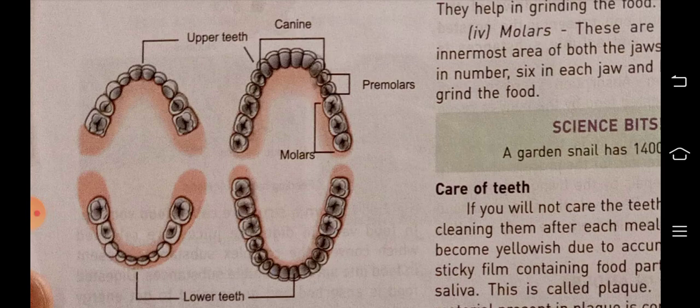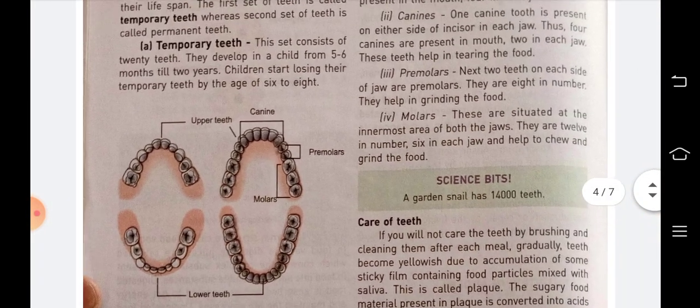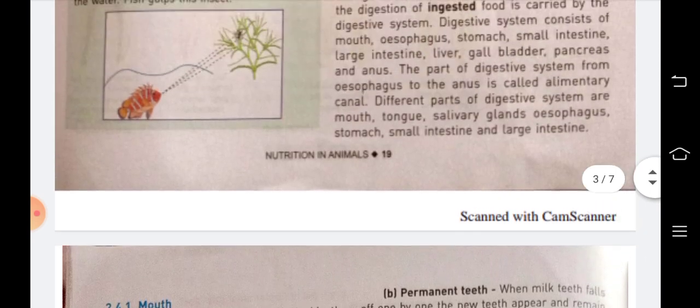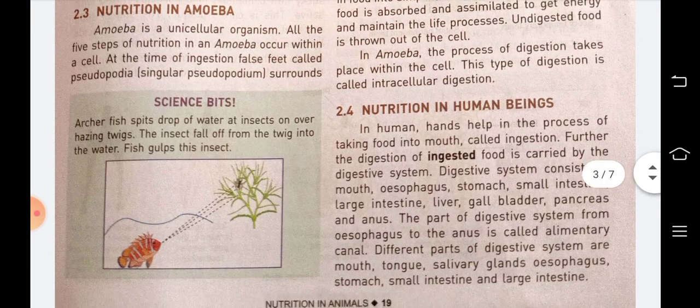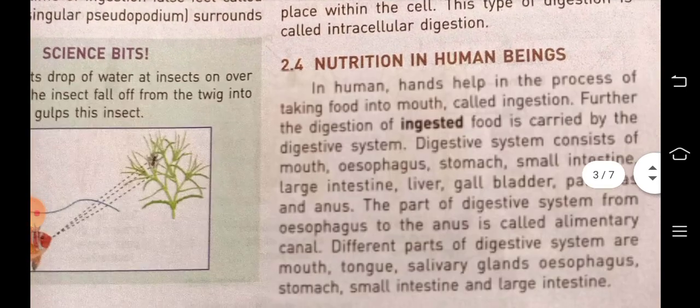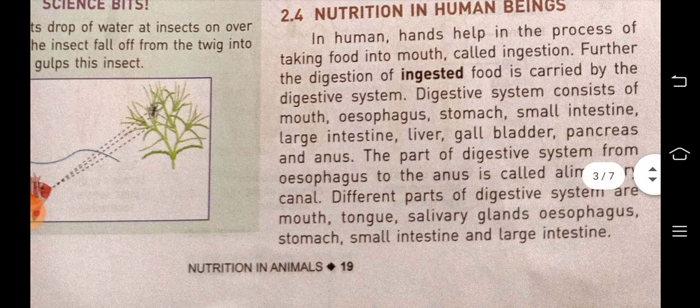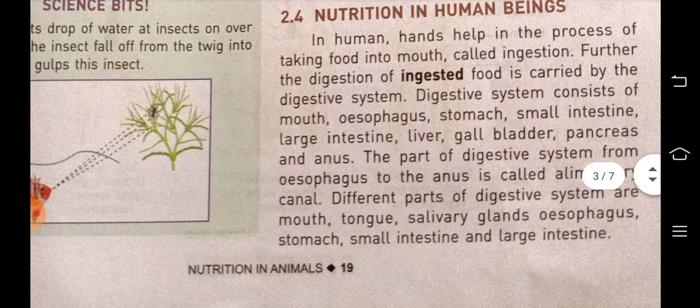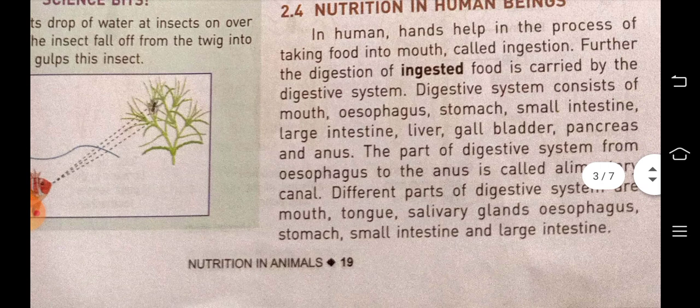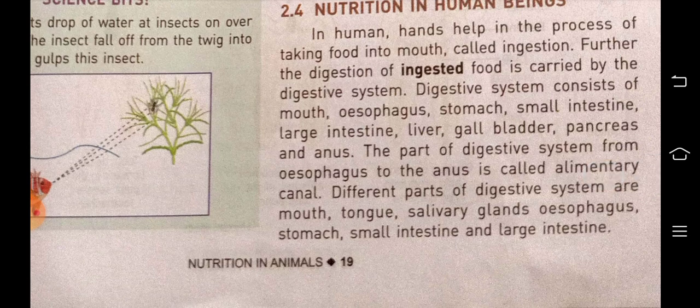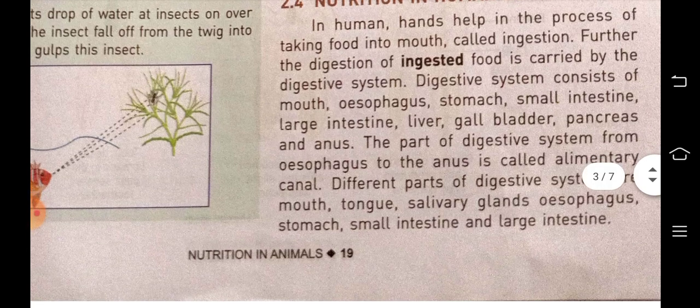Now, today I am going to start human digestive system or nutrition in human being. First, all the five steps can also be done here, that is ingestion, digestion, absorption, assimilation and egestion. So ingestion means to take the food in. In human being, the food is taken by the hand into the mouth, and this process is called ingestion here.